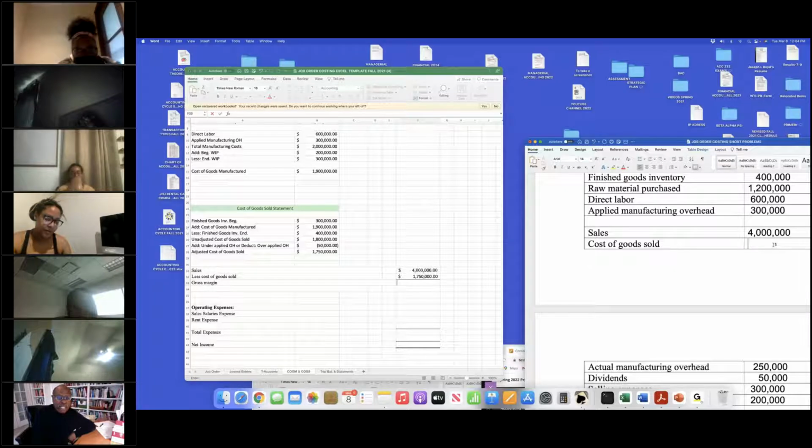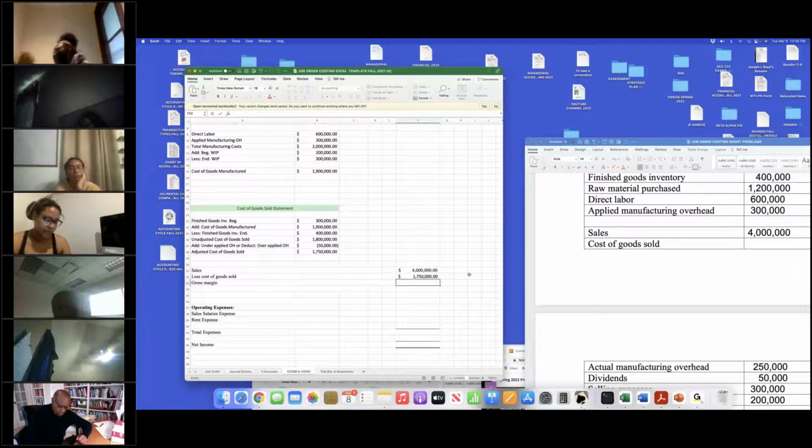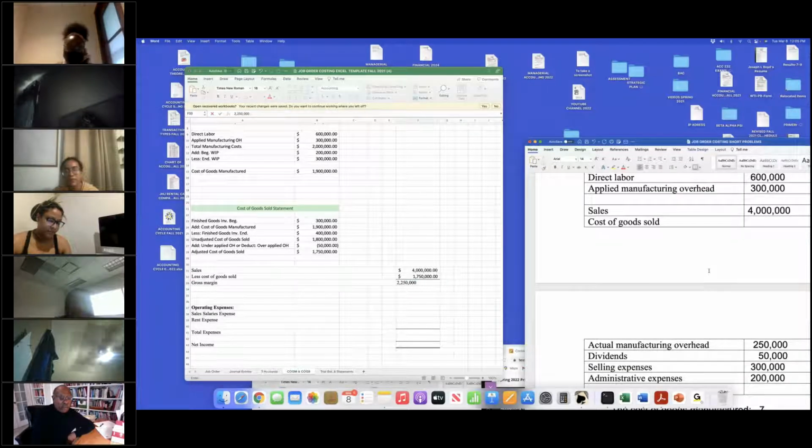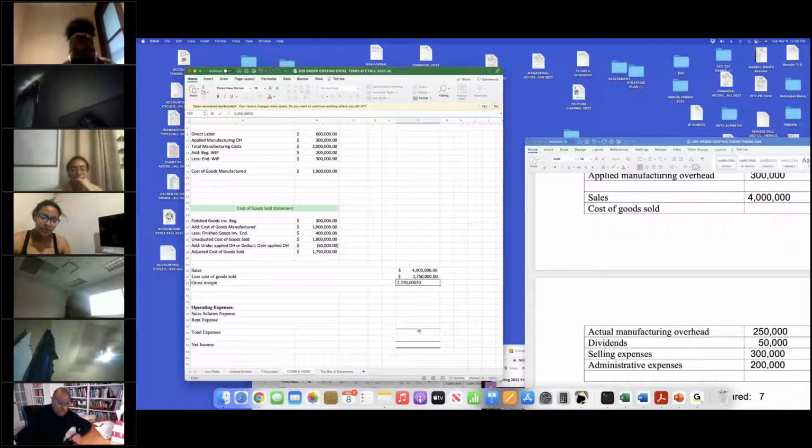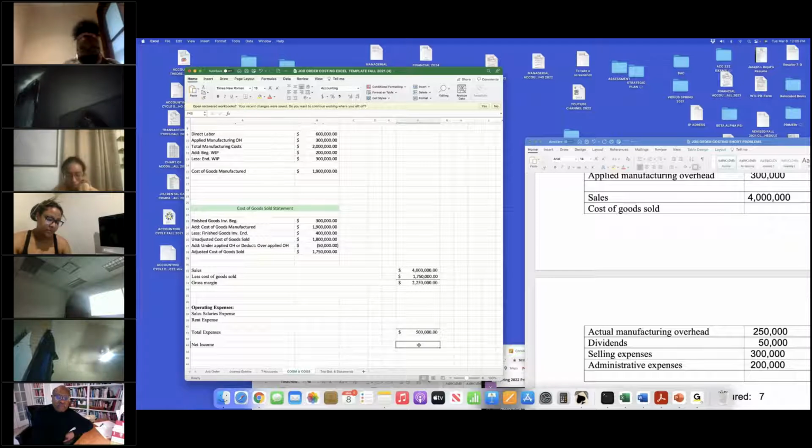So we subtract 4 million minus 1,750,000. Yeah. Then $2,250,000. Okay, so 2 million. Yeah. Okay. Selling administrative expenses were what? 500,000? Yeah, they're 500,000. I'm putting the 500 in. Wait a minute, how's it getting in there? What's our net income? What is our net income? 1,750,000. 1,750.